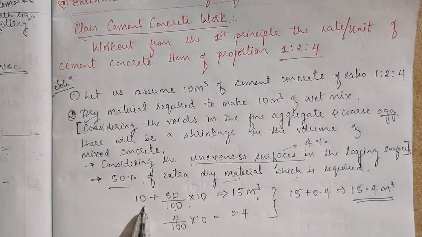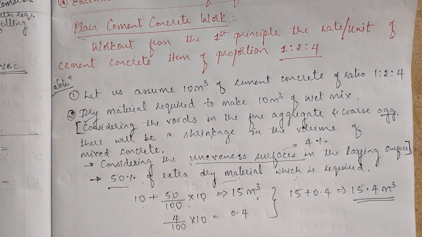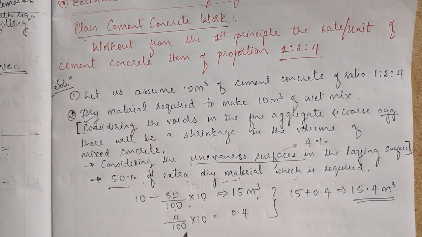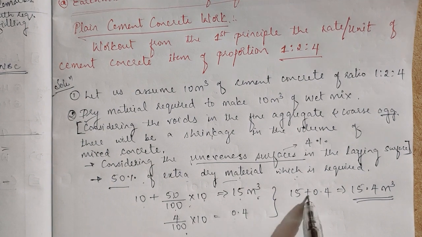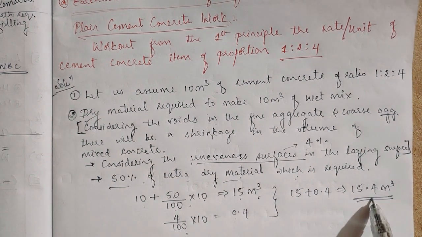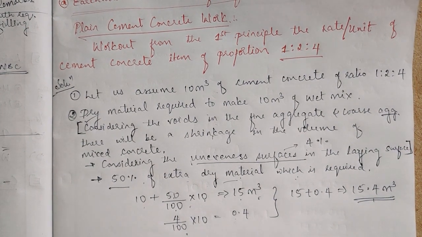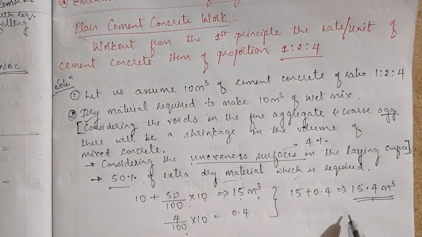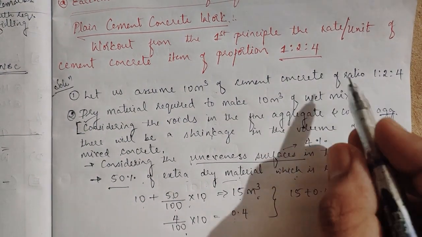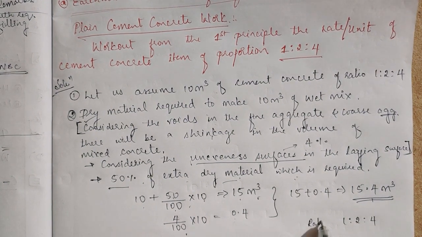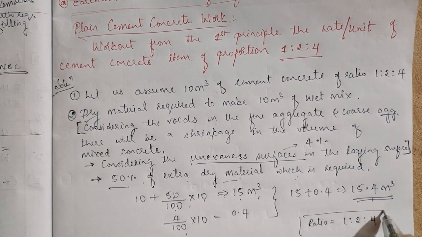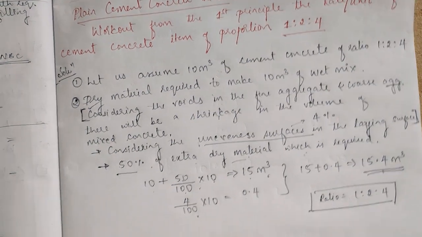So for the 10, 10 plus 50% of 10 is 15. And 4% of the 10 is 0.4. So 15 plus 0.4 is 15.4 meter cube. Now what is the ratio given in the question? That is 1:2:4, right? 1:2:4 is the ratio of the proportion given to us.